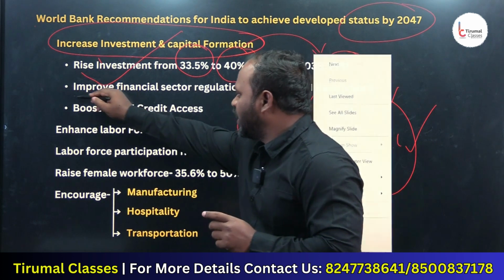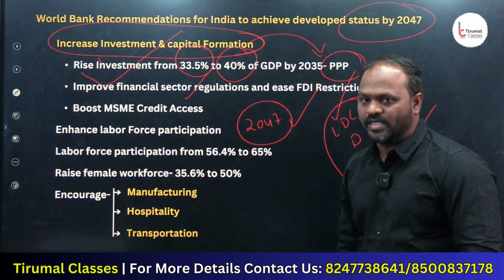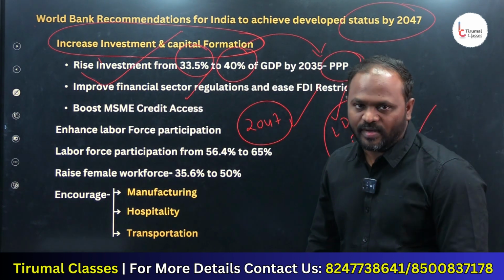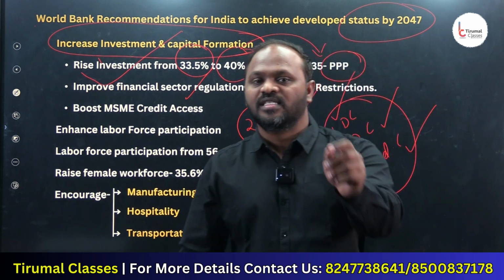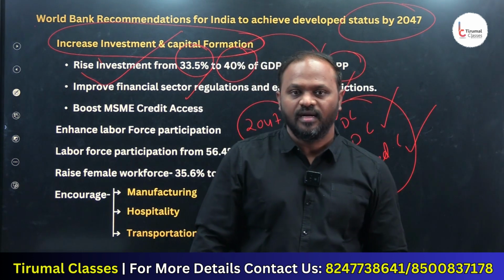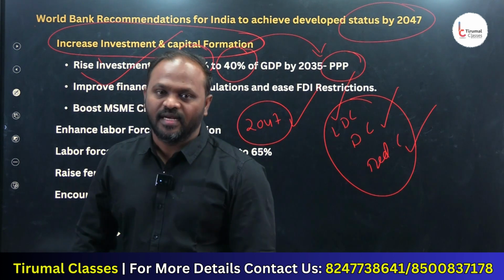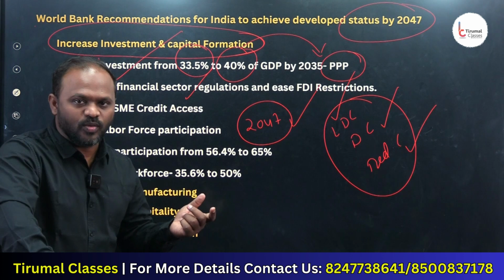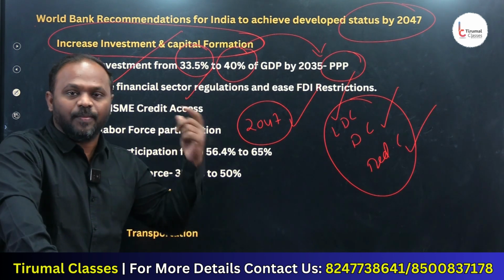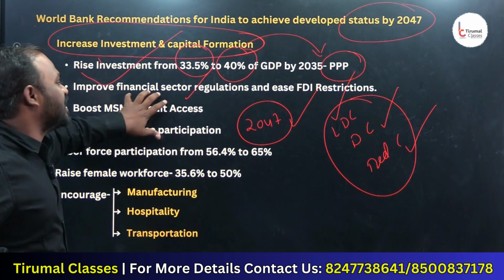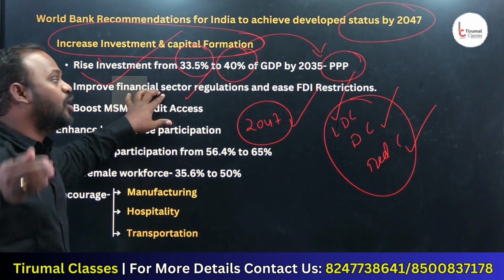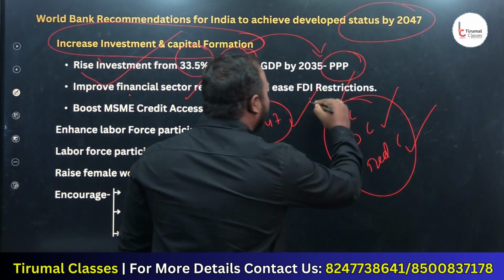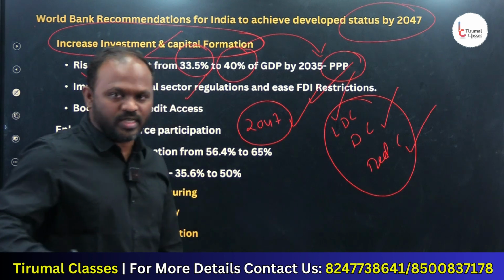Not only that, improve financial sector regulations. What is financial sector regulations? The rules and regulations that are given by the government of India for controlling financial market, money market, that need to be regulated. Easing the banking rules, easing the capital market rules. When you ease the market rules, we can get more investments, and go for ease of FDI restrictions.